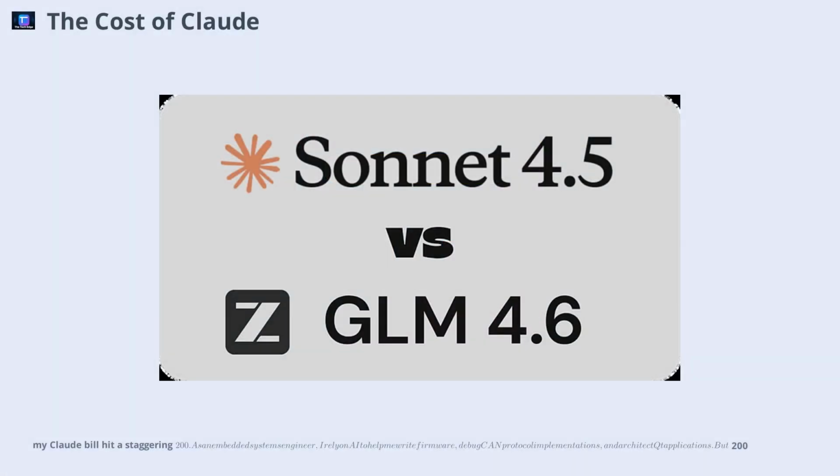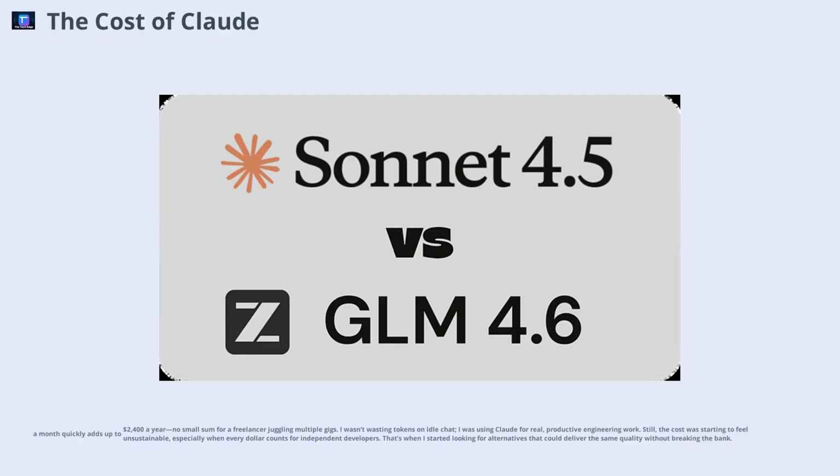Last month, my Claude bill hit a staggering $200. As an embedded systems engineer, I rely on AI to help me write firmware, debug CAN protocol implementations, and architect Qt applications. But $200 a month quickly adds up to $2,400 a year. No small sum for a freelancer juggling multiple gigs.